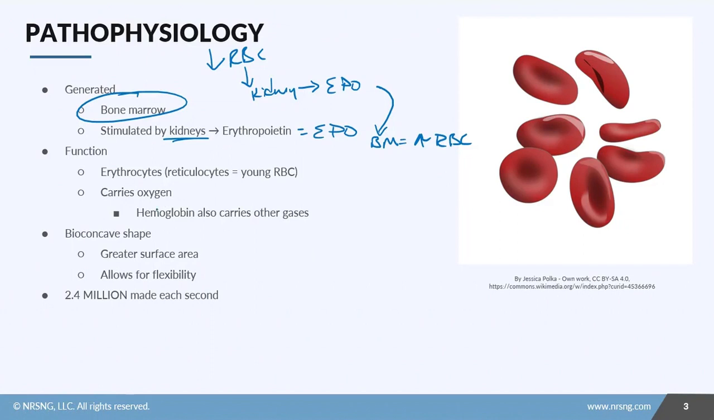So red blood cells are called erythrocytes, and the young ones are called reticulocytes. And providers are going to look at reticulocyte counts in certain diseases or to see if red blood cell production is actually happening. So if you get low red cell counts, we want to make sure that the bone marrow is doing its job and stimulating that RBC production. They're going to look at these reticulocyte counts.